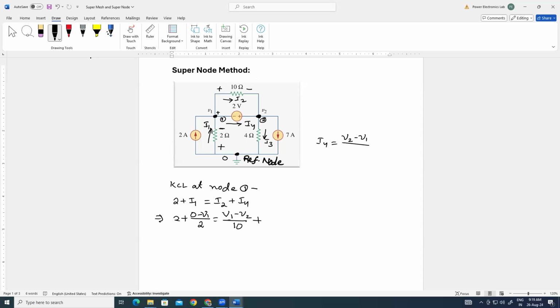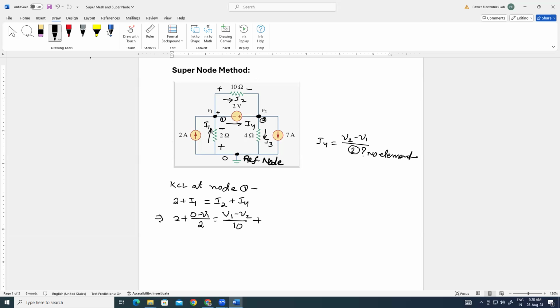Sir, there we will write that I1 is going, 2 ampere is going, so I1 plus 2 minus I2 equals I4 will come, because there is no resistance, so how will it be direct? Yes. There is no element here. Only voltage source is there in between V1 and V2.